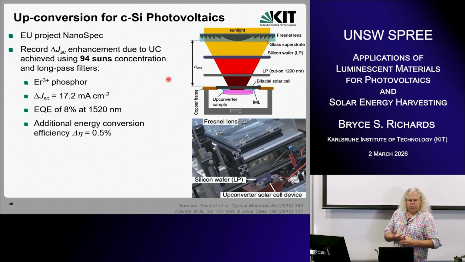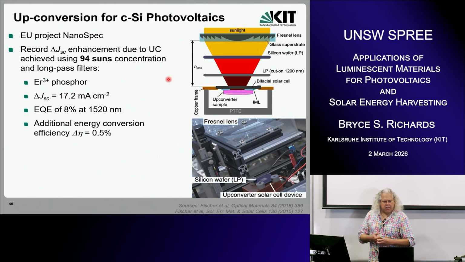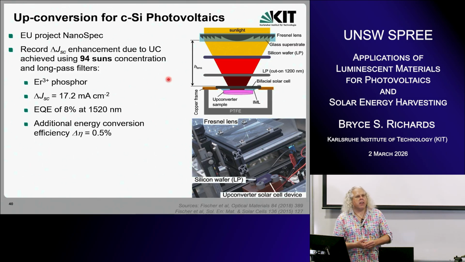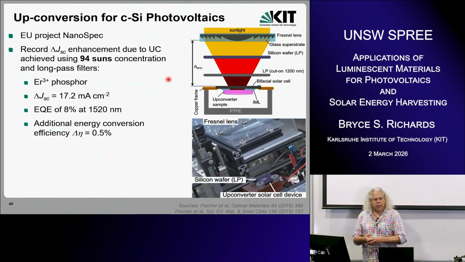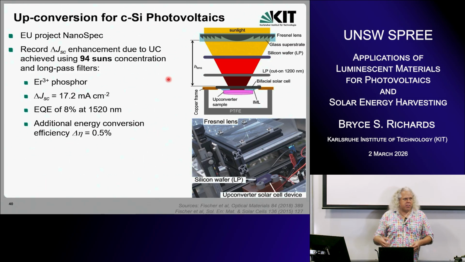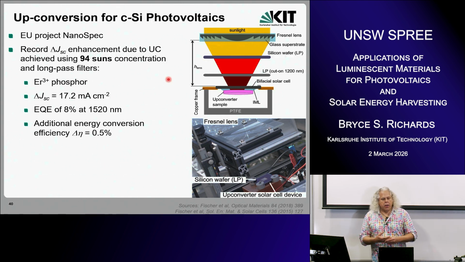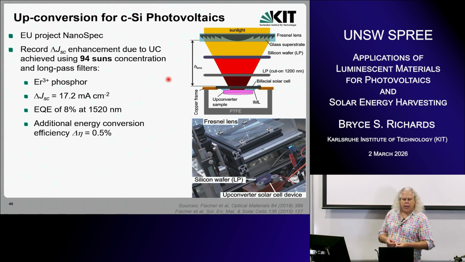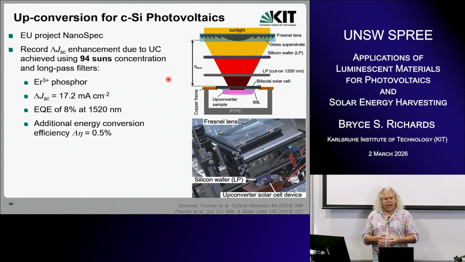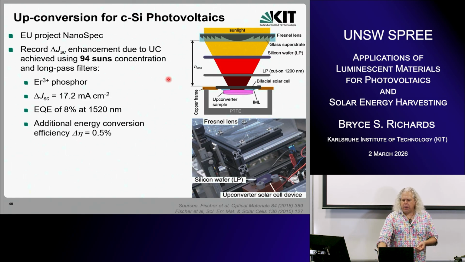Then what we measured was an enhancement in JSC of about 17 milliamps per centimeter squared. The number sounds a lot, but remember it's nearly 100 suns, okay? The EQE we measured was a bit higher than before. It was now up to about 8%. And we were actually able to measure an overall energy conversion efficiency enhancement of about 0.5%, which was kind of cool. But you're just measuring something, yeah? What about going further?